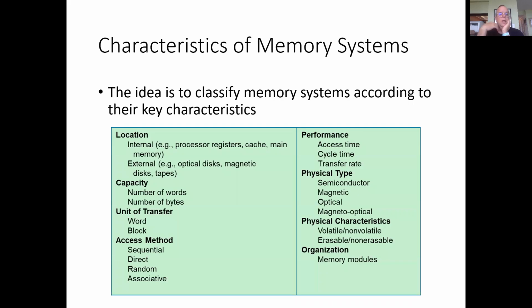So we'll get into the different memory types, and it's useful to think about how we can characterize memory. There are different characteristics that memory can exhibit. One is location: is it internal, like processor registers, cache, or main memory, or is it external, like an optical disc, a magnetic disc, or even a tape?